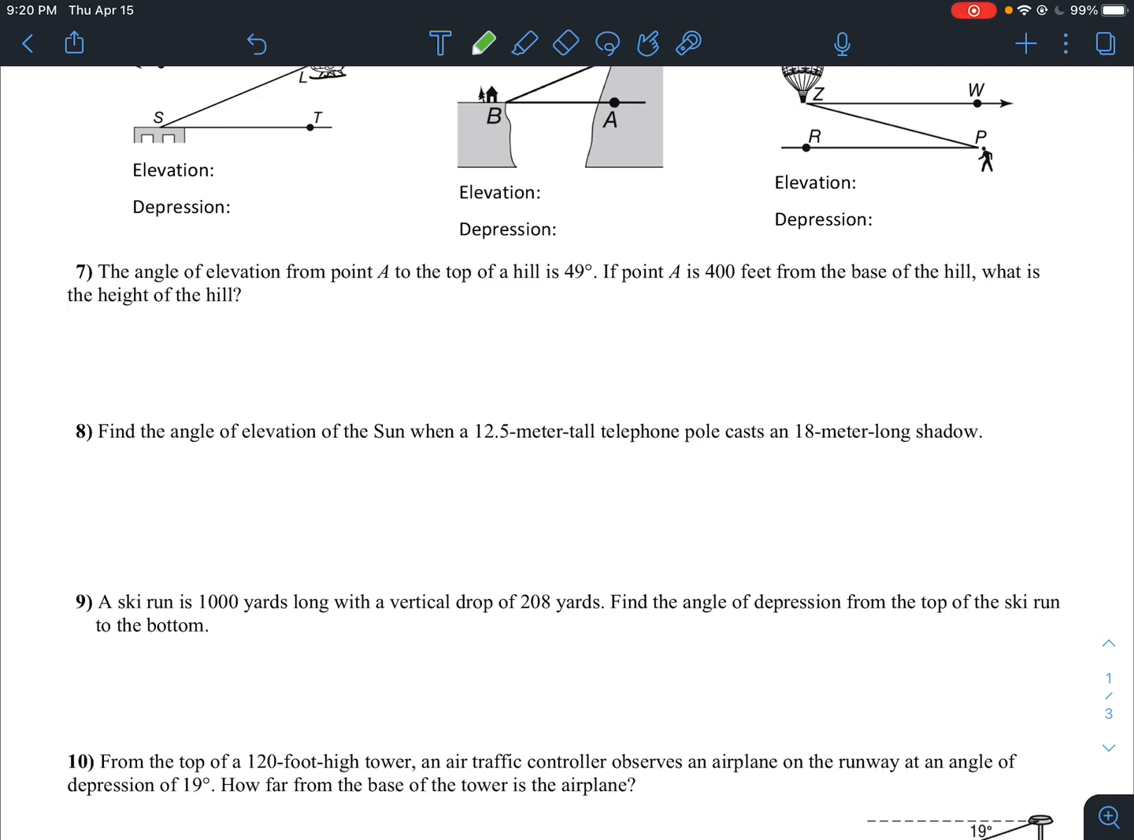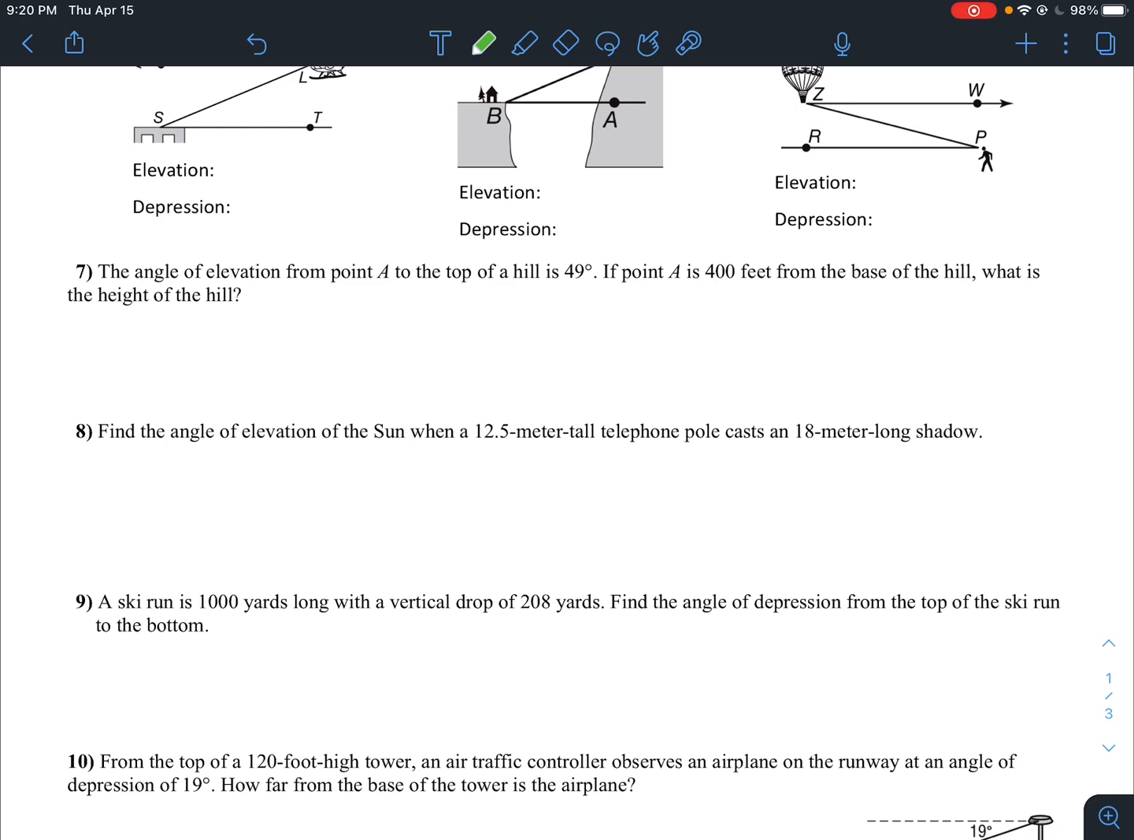So story problems are a little bit more difficult for students to do, but honestly, if you just draw a picture, it's actually not too bad. Yeah, they're honestly not too bad. So let's read this one right here.